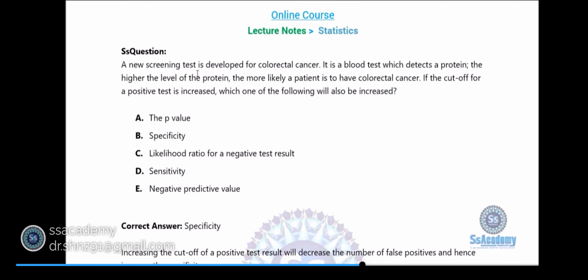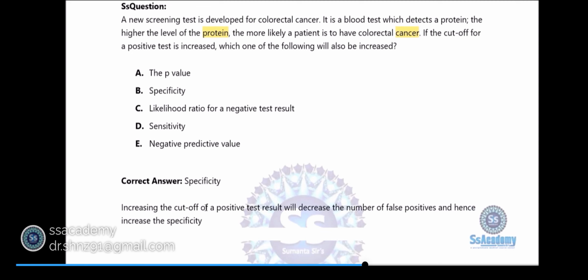A new screening test is developed for colorectal cancer. It is a blood test which detects a protein. The higher the level of the protein, the more likely the patient is to have colorectal cancer. If the cutoff for a positive test is increased, which one of the following will also be increased? The answer is specificity.